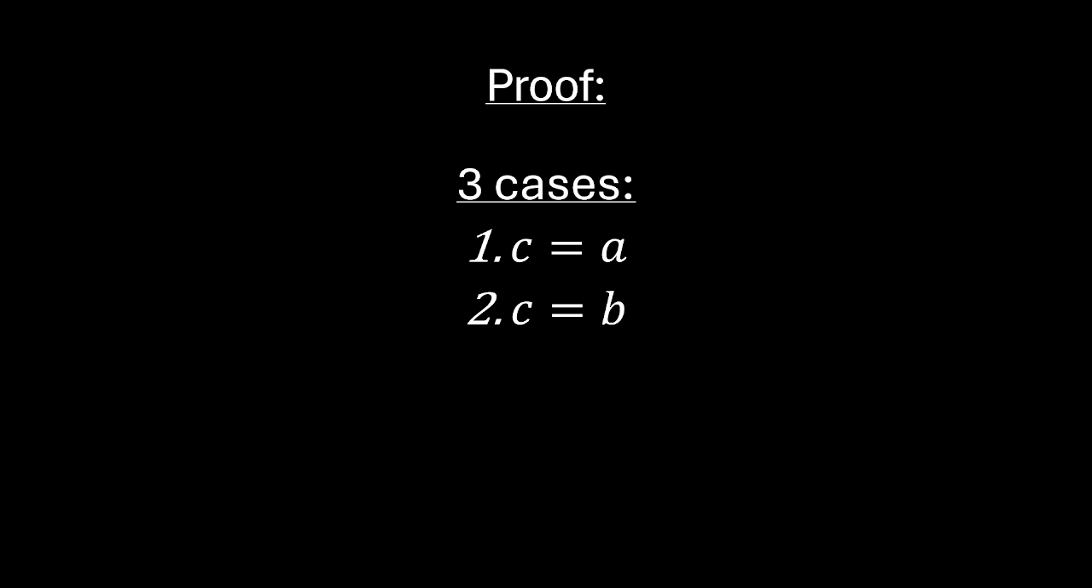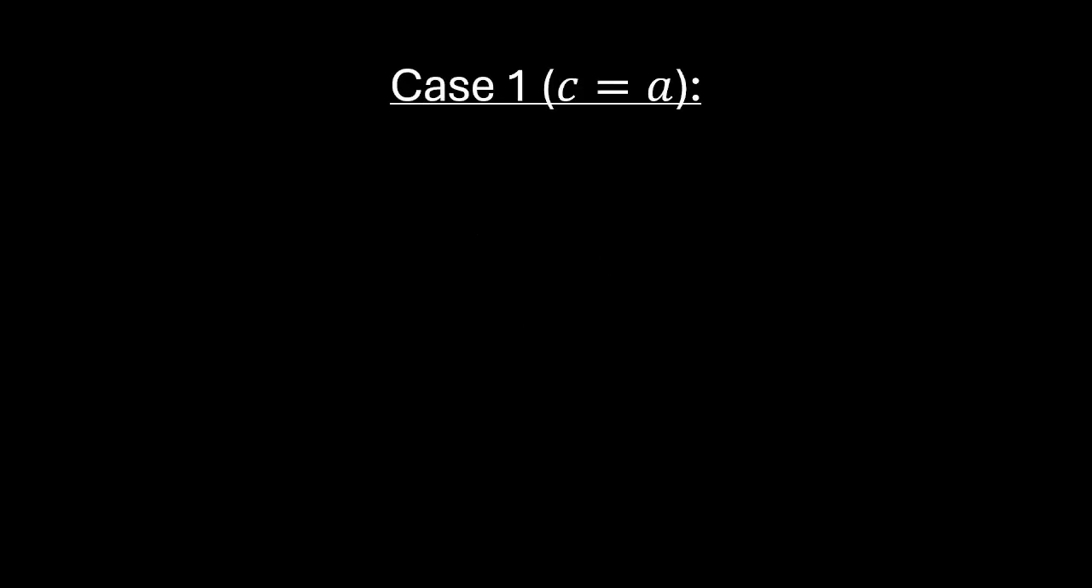So now let's start with the proof of this. This proof will be split up into three cases. The first one we'll be covering is when c is equal to a. The second is when c is equal to b. And the third is when c is an element of the open interval (a, b). So let's start with case 1, shall we? So when c equals a.